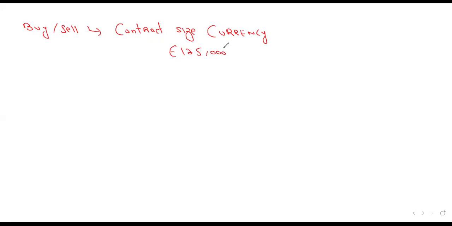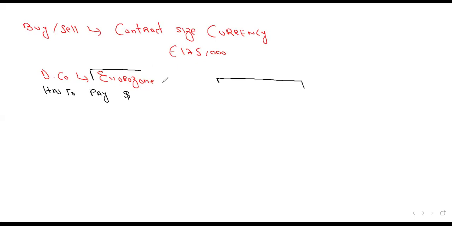Now, what will happen, guys? We are in the euro. The D company is in the eurozone. And the D company has to pay dollars. So what criteria will the D company opt? As the D company is in the eurozone, the D company will sell euros and the D company will buy dollars, because the dollars are what the D company has to pay.